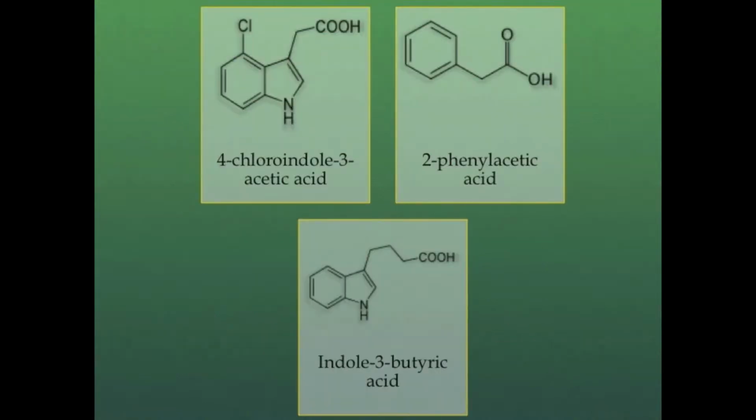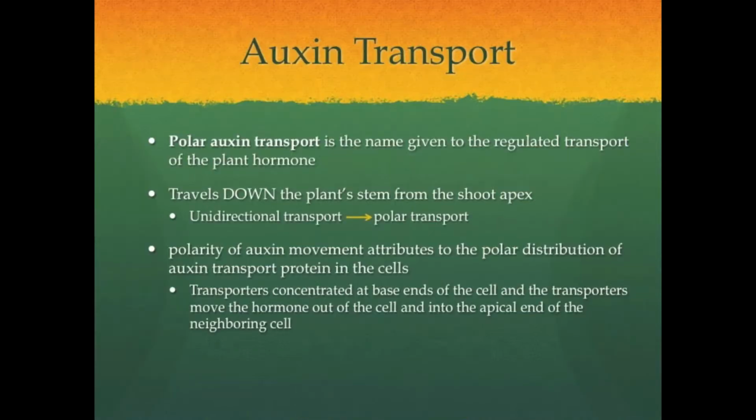Here are the structural images of the three other natural auxins. You can see each of them has the aromatic ring and the carboxylic acid. Now that you understand what auxin is made of, you can understand a little bit of how it functions. Because auxins are hormones, they have to travel around the plant. The method in which auxins are moved is called polar auxin transport. The thing to remember about this is that a plant's supply of auxin moves only down the stem.